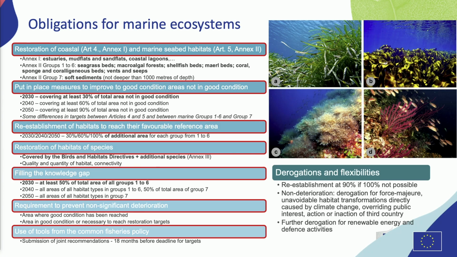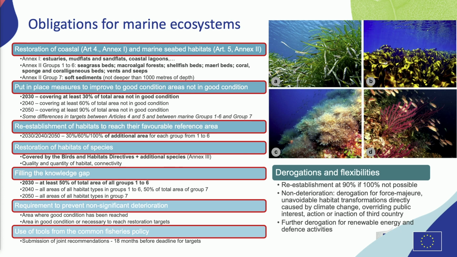In relation to the seabed habitats, there are some 230 biological communities on the seabed that should be restored, and they are divided into regional groups, and one of them is, of course, the Baltic Sea. They are furthermore divided into these groups, as you can see on the screen, which are wide groups of habitats: seagrass beds, macroalgal forests, shellfish, maerl beds, coral, sponge beds, and so on, and soft sediments. Now, these are all biodiversity-rich habitats.